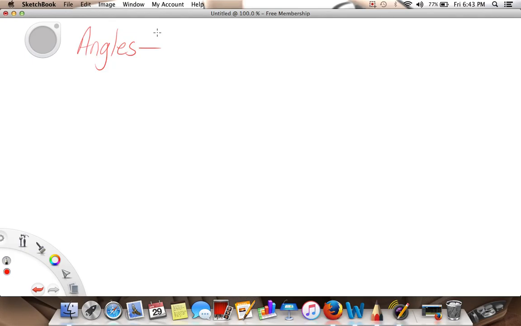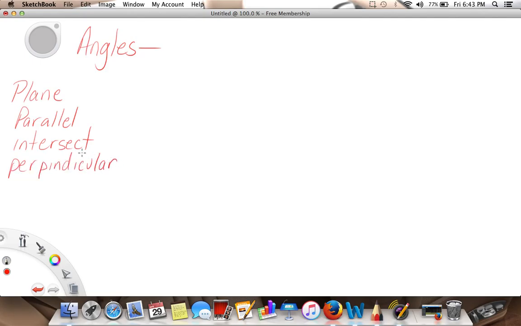with angles today. So, the vocabulary words that we want to talk about are plane. We want to also talk about parallel. We want to talk about intersect. We want to talk about perpendicular. And we also want to talk about oblique. Okay? As well as these concepts are basically the basics of dealing with angles.